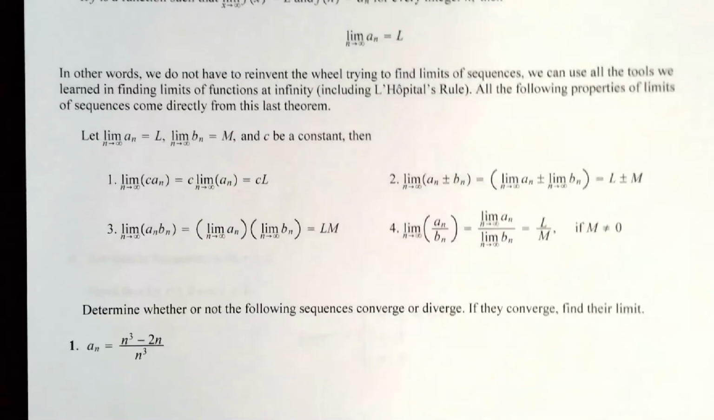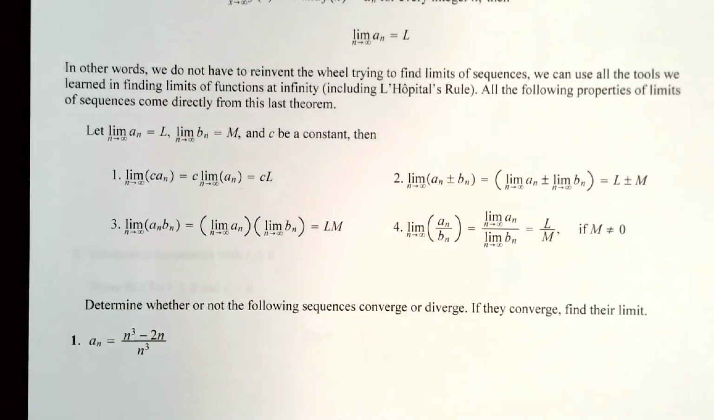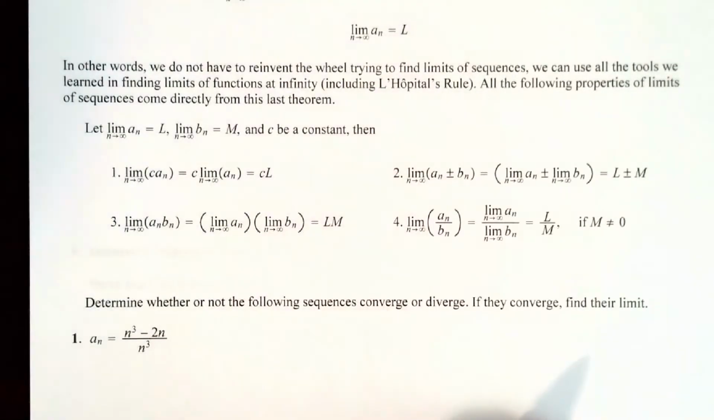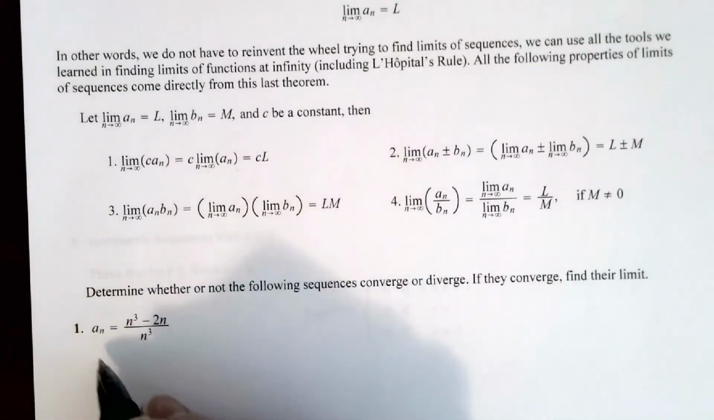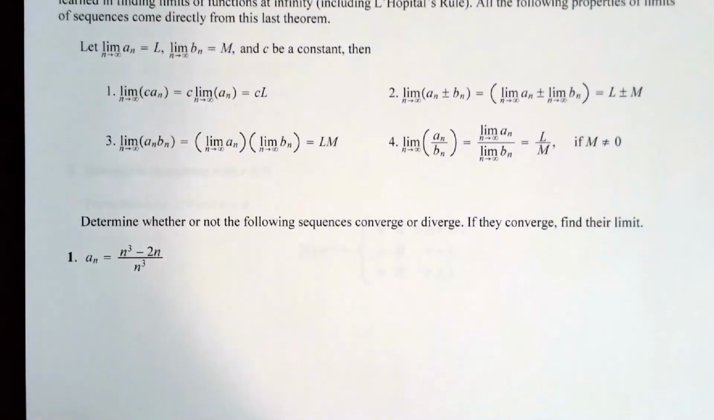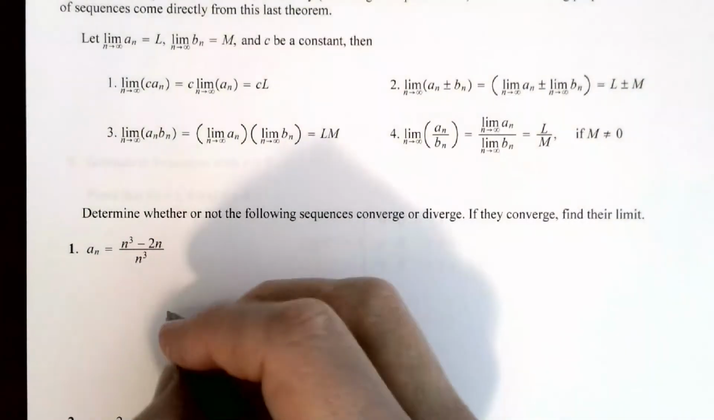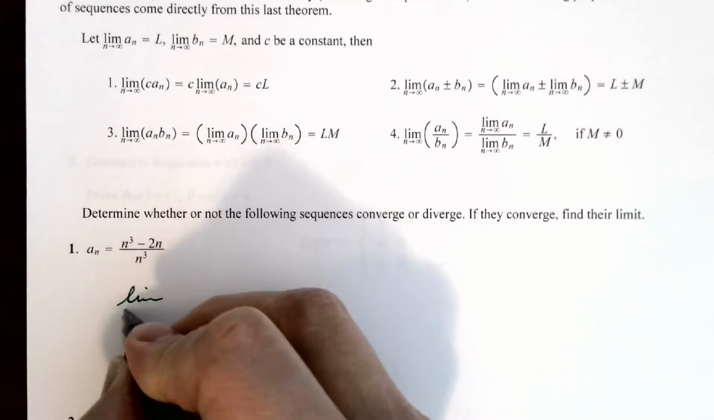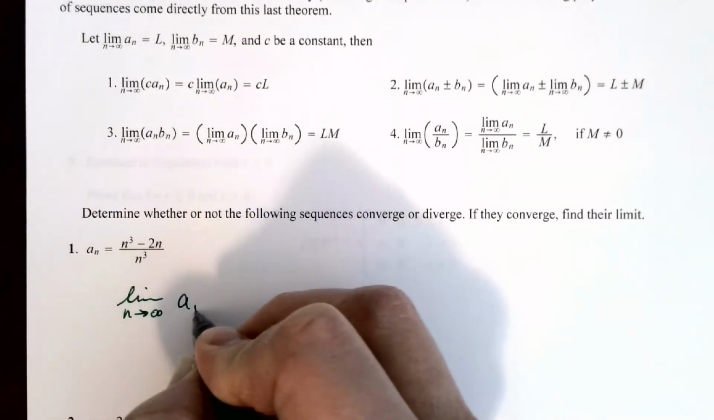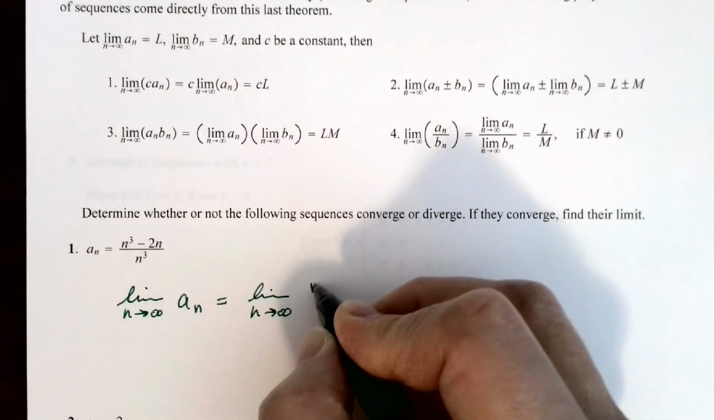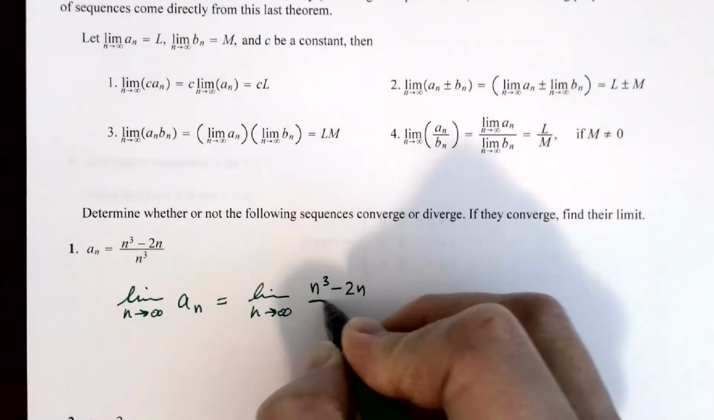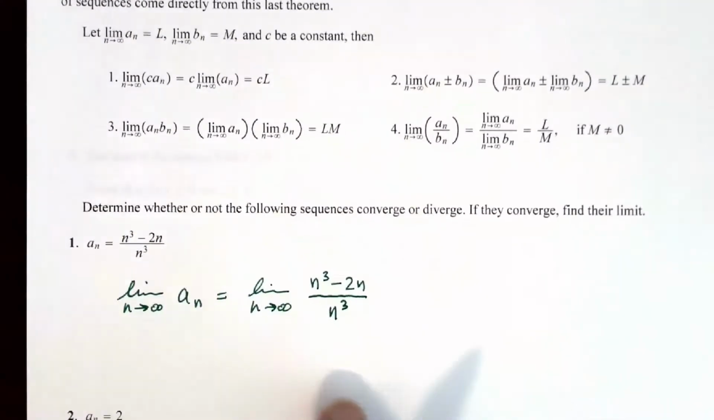And so basically, we'll treat these as functions of real numbers in terms of finding the limit of the sequence. Let me illustrate this. Here's a sequence, and here we're not interested in listing the first few terms of the sequence. We could. We're interested in finding the limit as n goes to infinity of n cubed minus 2n over n cubed.